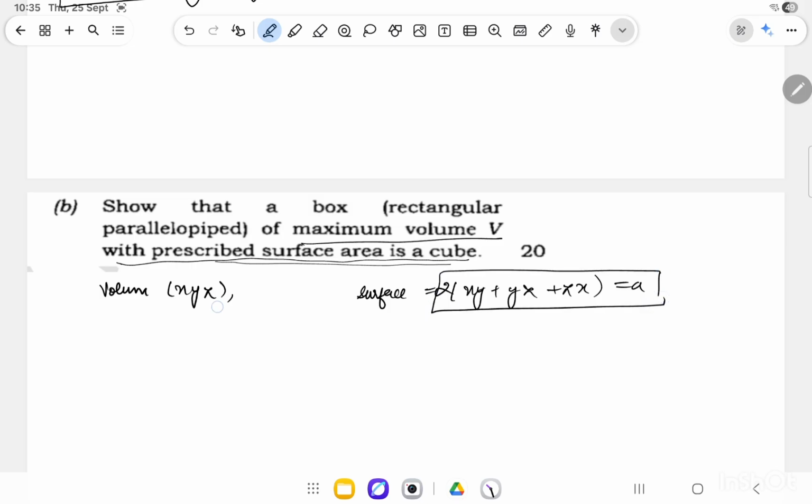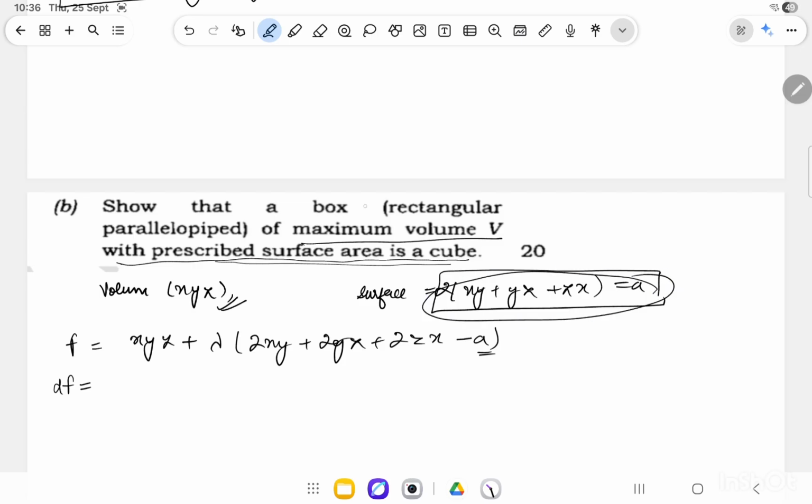So we are supposed to maximize this function. Our F will be xyz plus lambda times (2xy plus 2yz plus 2zx minus a). Now we can just solve it for x, y and z. We can calculate dF, so that will basically give us a point. We have done a similar question, in which we were supposed to minimize surface area with volume given, but now we are supposed to maximize the volume and surface area is given to us.